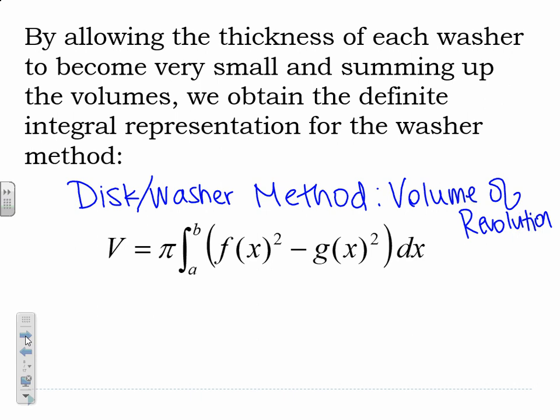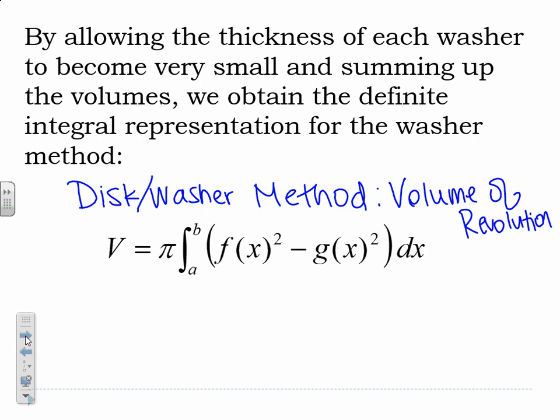You can call it both disk and washer method. Really, it's the disk method if there is not a gap, because there's no hole to subtract out. Okay, it is the washer method when you truly have some gap in the middle, like the picture that we said. So if it's the disk method, you're not going to have a hole to subtract out. If you have a washer, you have that inner radius to subtract out.